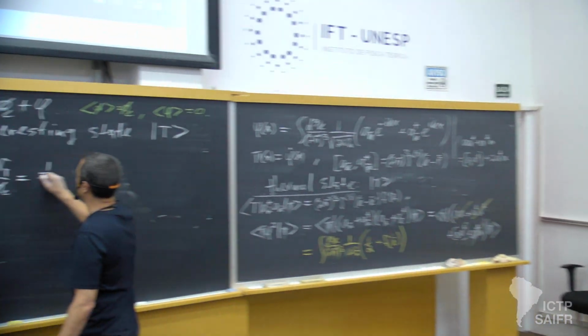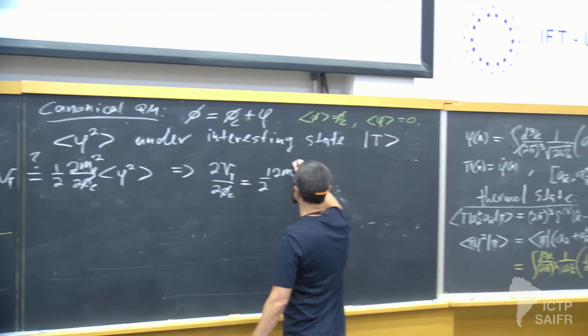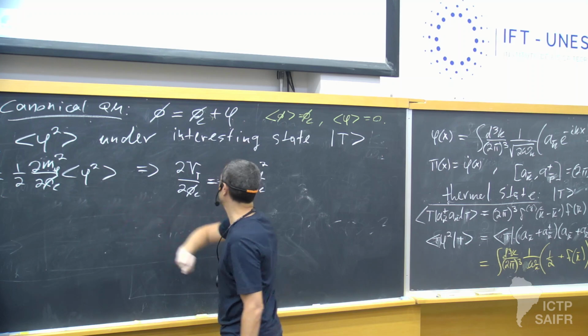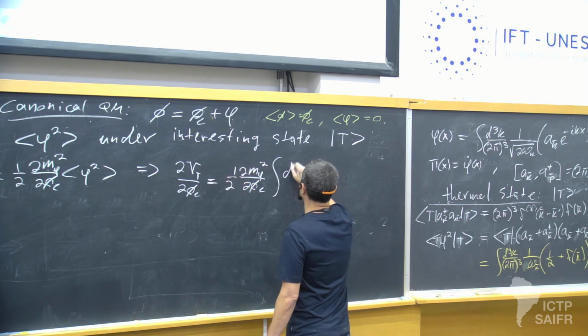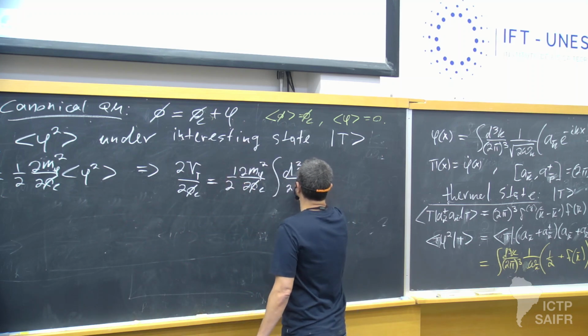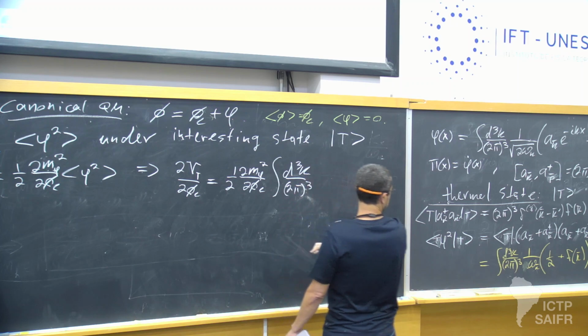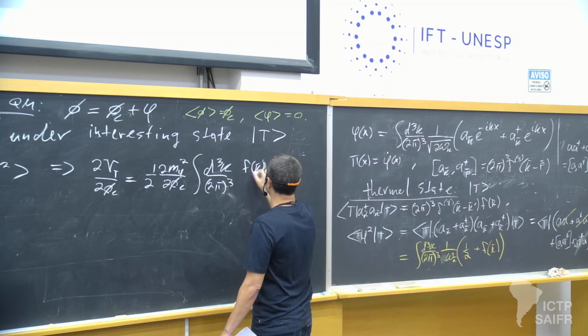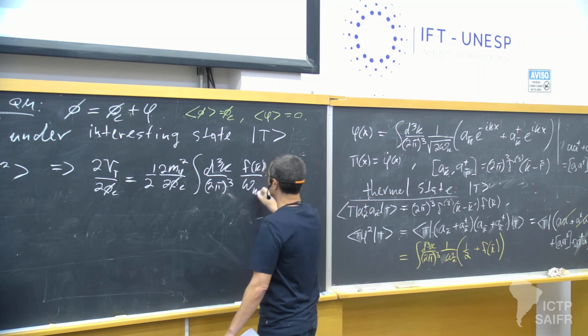So it's a half dm phi squared by d phi c, the same thing here, and the part coming from F, which is d3k over 2 pi cubed, f of k over omega k.